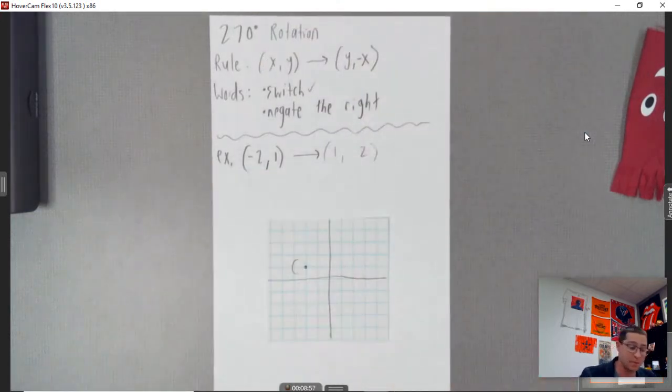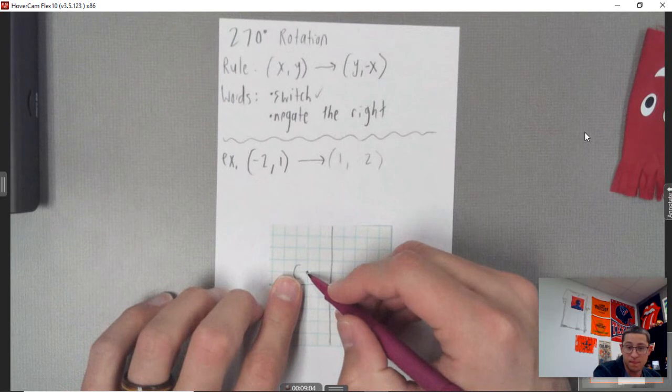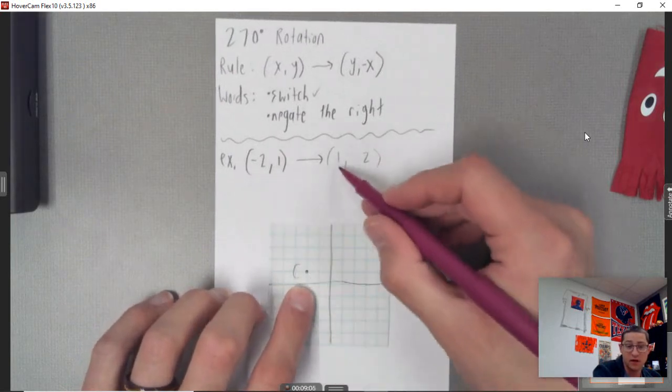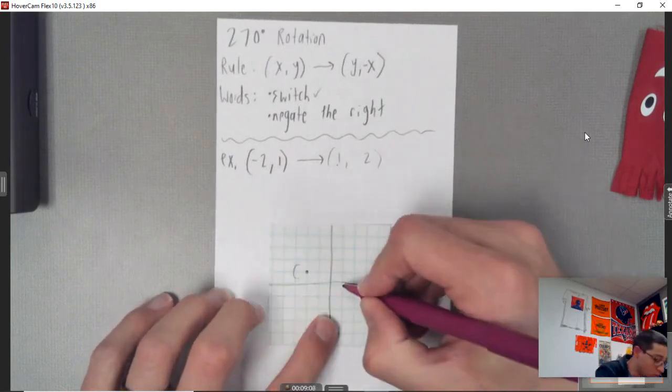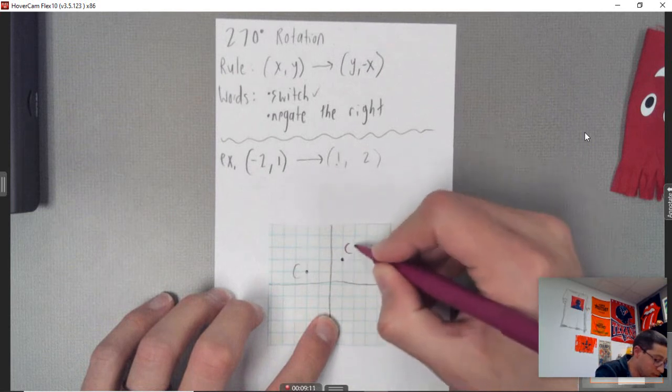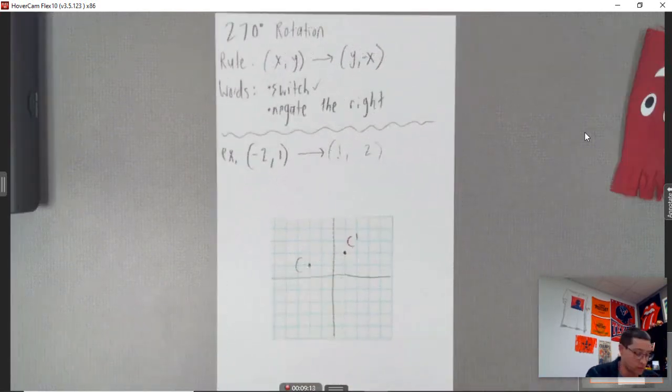That's my new point, my C prime, as we'll call it. And so let's go ahead and graph it. C, that's at negative 2 comma 1 already. Let's get to 1 comma 2. 1 comma 2, there it is. There's my C prime. And we are done with that one.